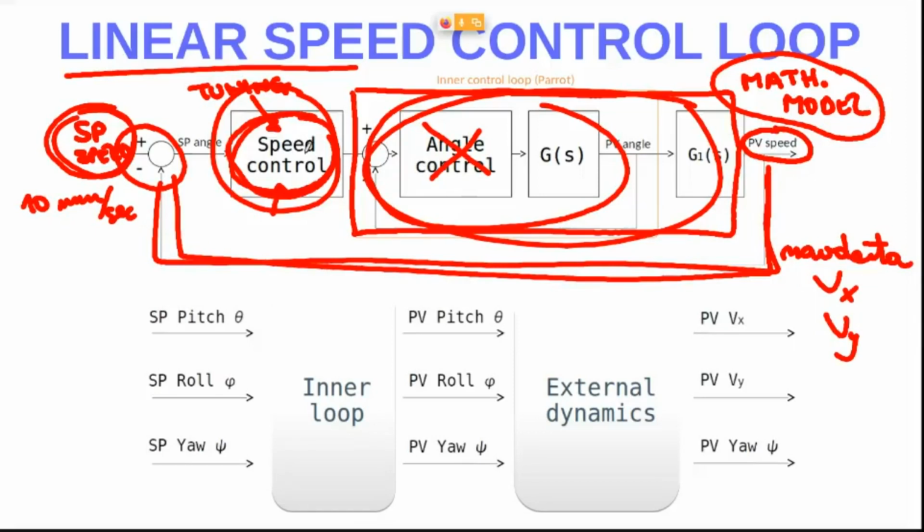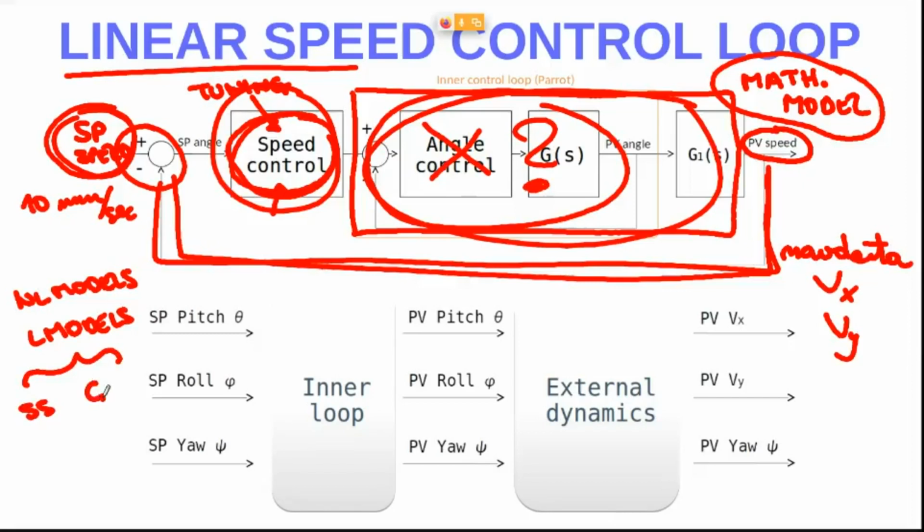You cannot apply a control strategy on something that you don't know. So first of all, what's the model behind this? Well, we have a lot of models. We have nonlinear models. We have linear models, and for these linear models, we have state space models and transfer function models.